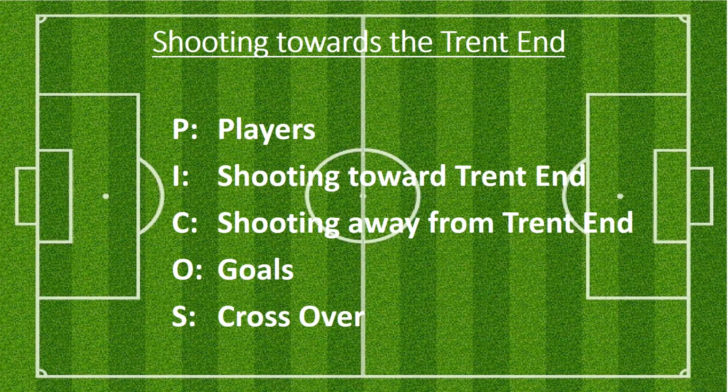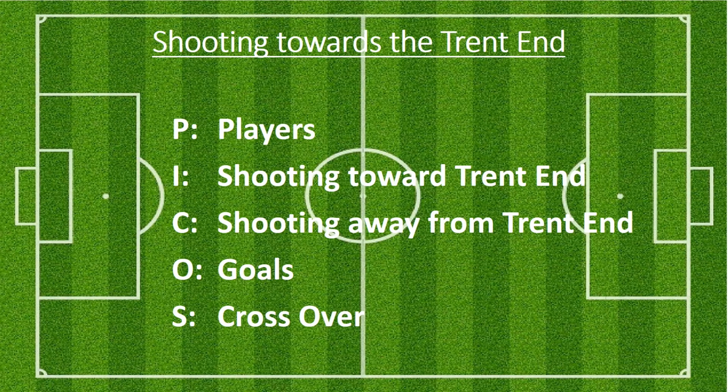Okay, so as I say, there are different ways in which you could choose to study this question. This is possibly the simplest way. If you're going to do a study looking at whether shooting towards the Trent end at Nottingham Forest has an impact on performance, you're probably going to use some football players. It doesn't matter who you chose, Nottingham Forest players, young football players, but the population are going to be football players.